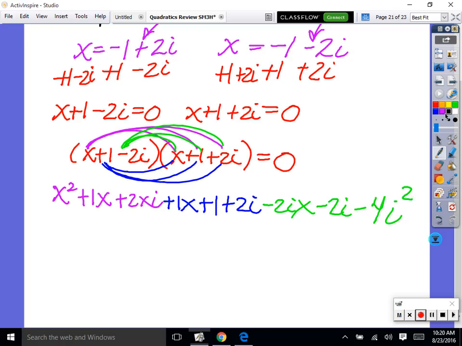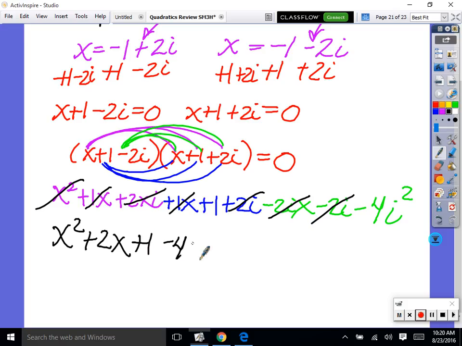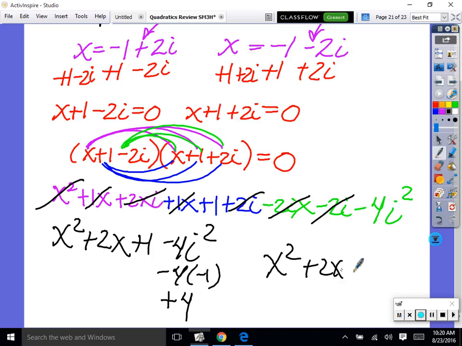Okay, guys, let's combine all like terms so that we don't have such a mess here. x squared, any other x squareds? No. x plus x is 2x, yeah? Positive 2xi minus 2xi, same thing, cancels. We have plus 2i minus 2i, cancels. Plus 1. And then we have minus 4i squared. So isn't that the same thing as negative 4 times negative 1? So isn't that plus 4, guys? Plus 5. So the quadratic that had those solutions clear up there was x squared plus 2x plus 5.